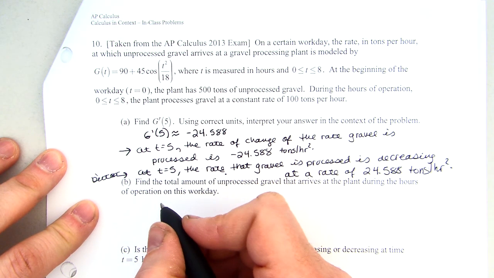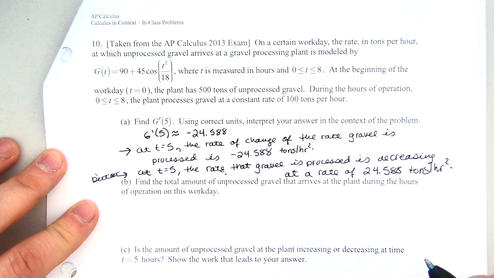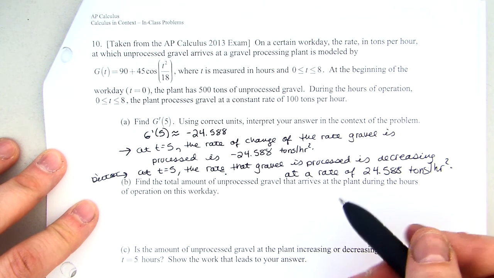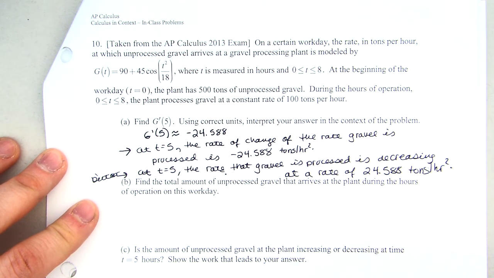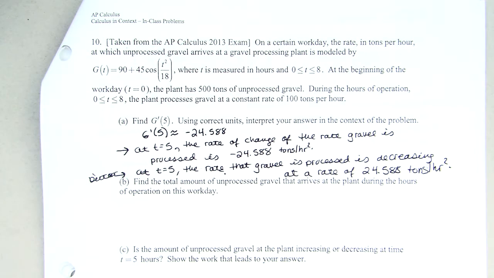Just the function, the derivative, and integral. Integral, you got the rate that gravel is being processed. Well, no, hold on. I'm totally wrong here.